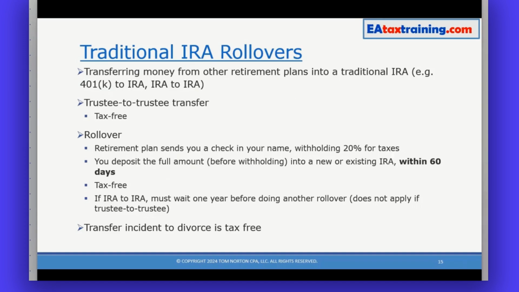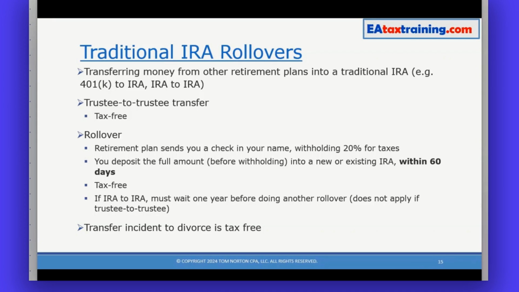Sticking with traditional IRAs for a moment, there are rollovers. I'm sure you've heard of rollovers. The typical example is you'll have money in an employer retirement account, such as a 401k or a 403b, and you will want to transfer that to an IRA. You can do that, and that is called a rollover. You can also transfer from one IRA to another IRA, for instance, if you are deciding to change banks or change brokerage houses.